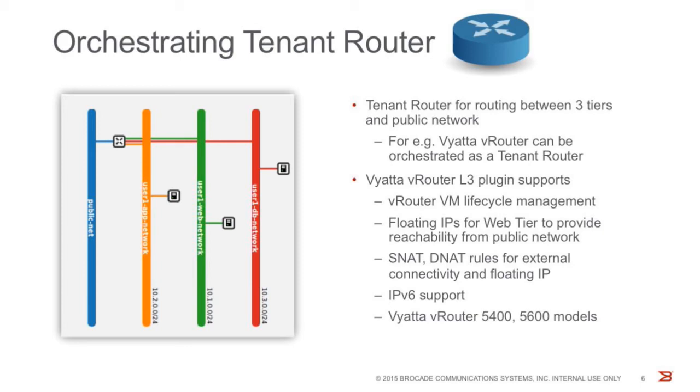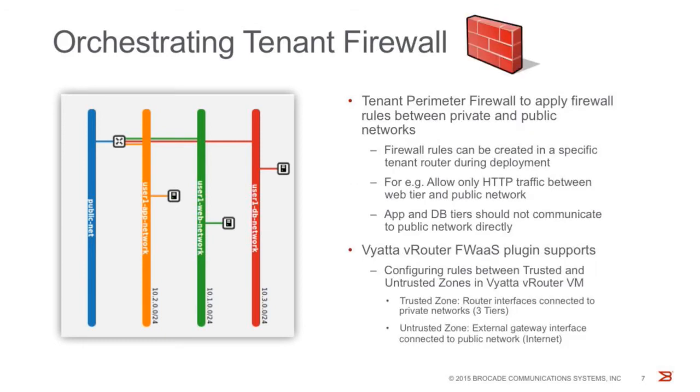NAT rules for you to connect these private networks to the public network and also provide the reachability from the public internet. If your private networks have IPv6 subnets, the plugin supports that as well, and the plugin can work with both the Brocade vRouter 5400 and the 5600 models. Let's get to the tenant firewall.